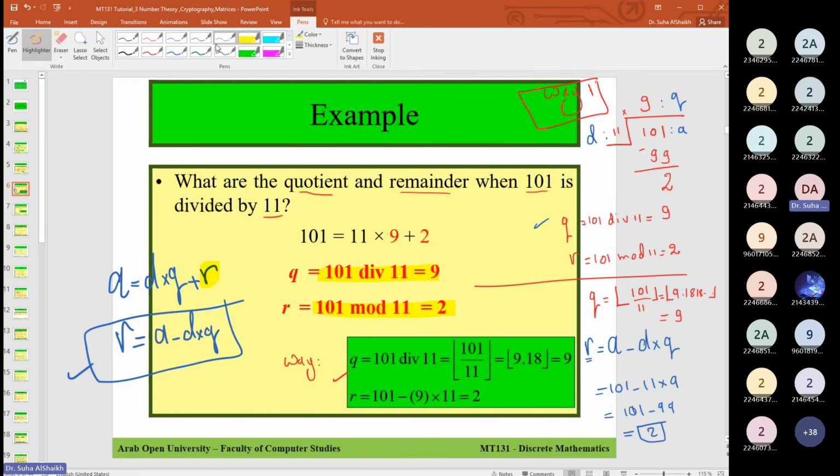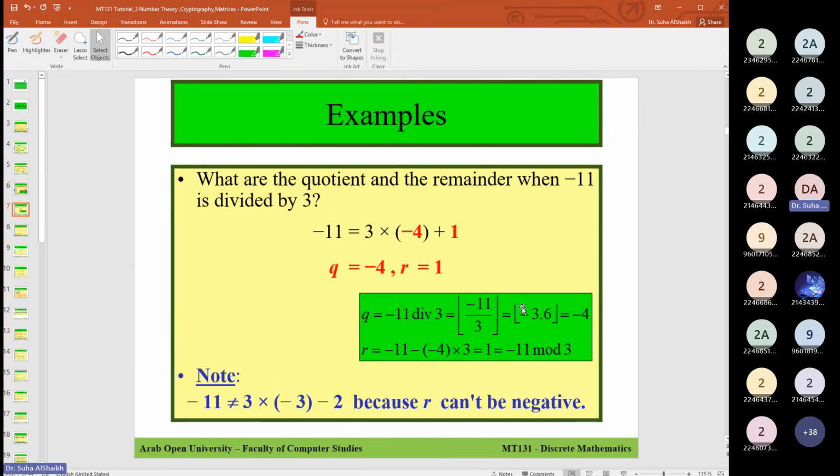This is what we call way 2, the second way of solving. And usually way 2 is more common. We can use it whether the numbers are positive or negative. You can see this in this example. I want you to find the quotient and the remainder when you are dividing -11 by 3.